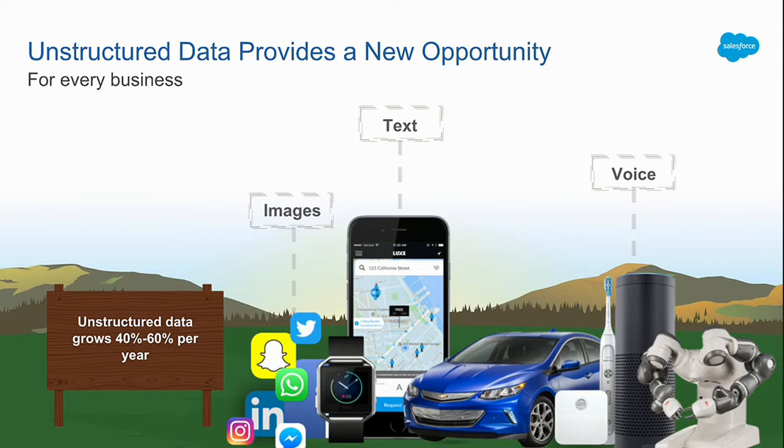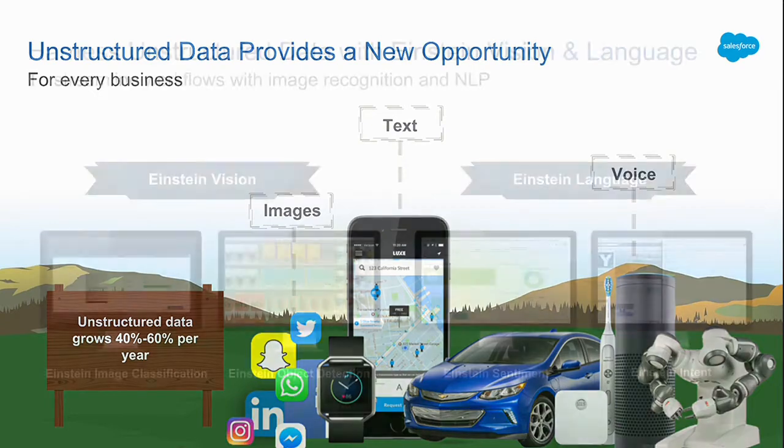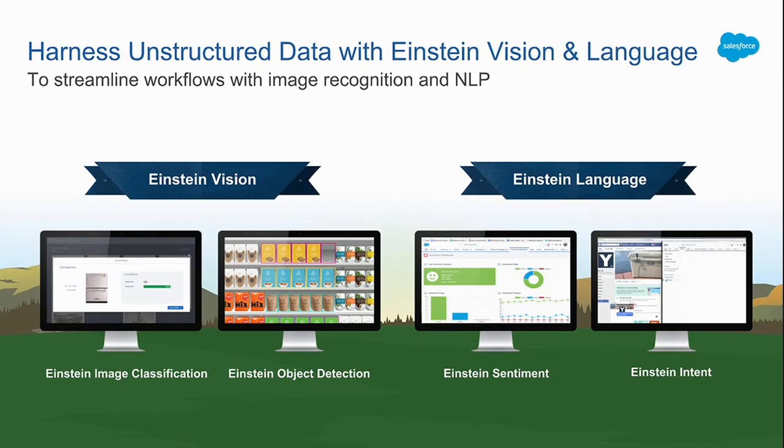The reality, though, is this is still very hard to use. These computer vision and NLP services are available, but deep learning is not as easy or as accessible as it could be. And that's really where Salesforce stepped in. We said, let's provide these deep learning models as a service. And so we started by providing two categories, Einstein Vision and Einstein Language.